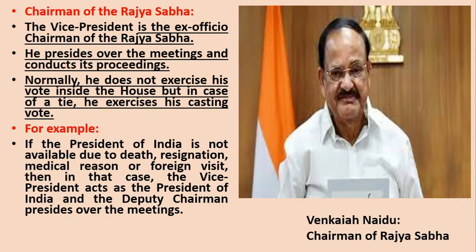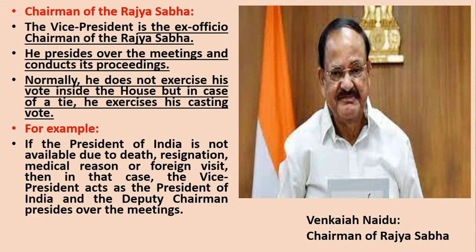Next is the chairman of the Rajya Sabha. The vice president is the ex officio chairman of Rajya Sabha. Yes, while talking about the ex officio key term, I discussed this thing with you. So, whosoever is the vice president becomes the chairman of the Rajya Sabha, because it is called ex officio. He presides over the meetings and conducts its proceedings.